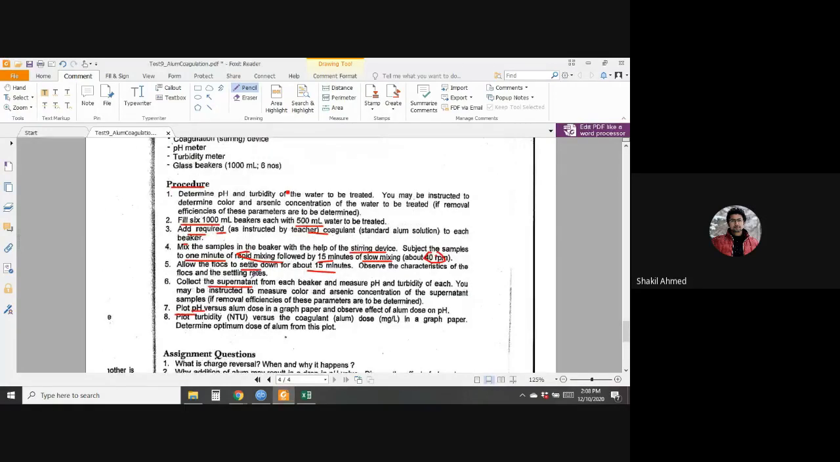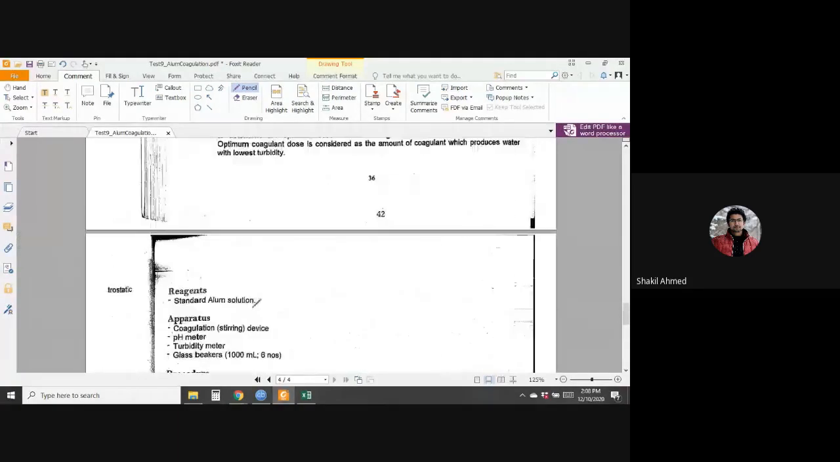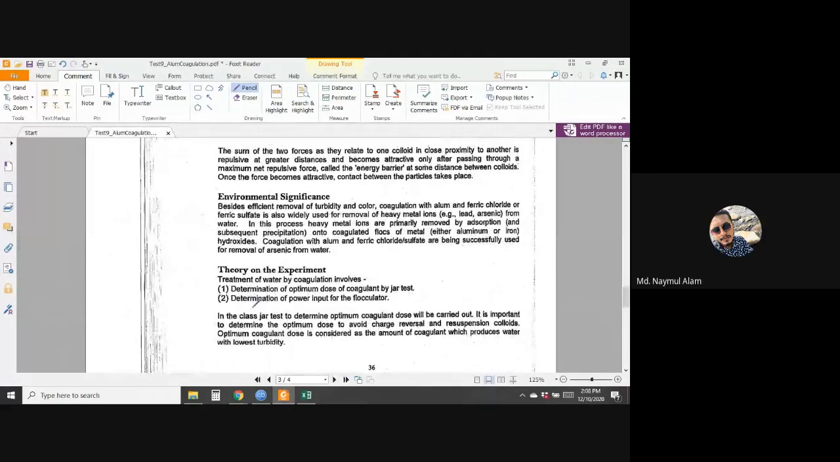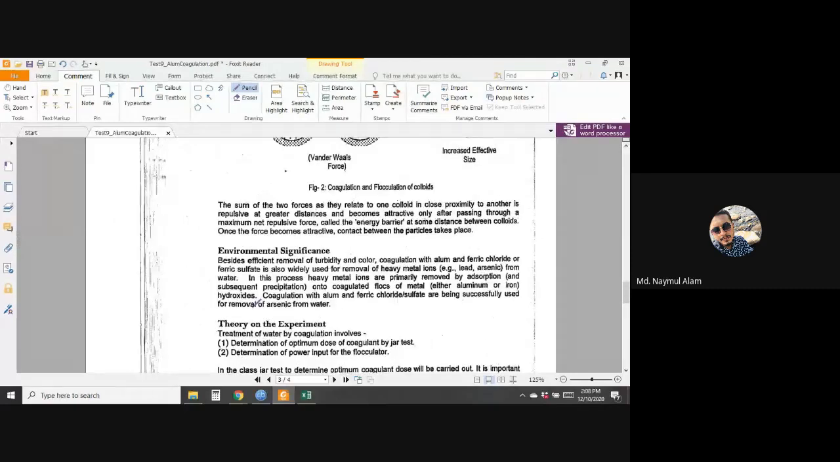Okay, draw it on normal graph paper. You have to draw it on a normal graph paper. Any questions? Sir, should we draw two graphs? Yeah.